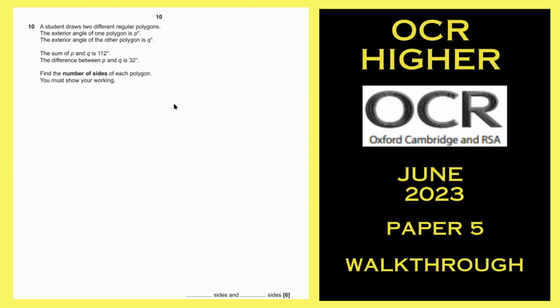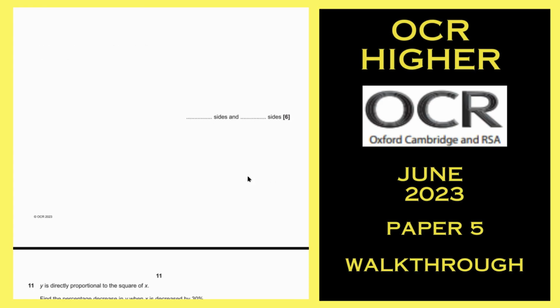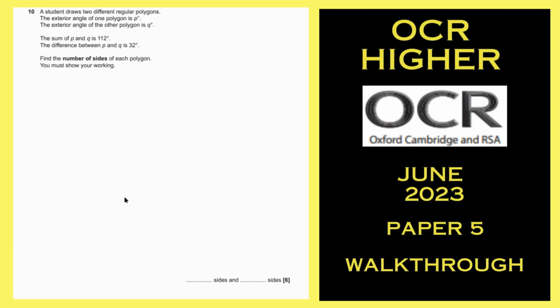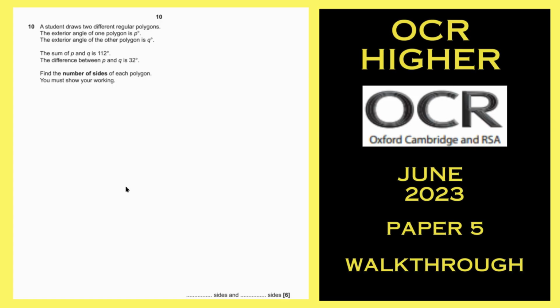Number 10, a little bit more waffle. A student draws 2 different regular polygons. Now I would stop right there. They've given you a full page for this. I know the answer box is there, but you are allowed to write down the bottom. So yeah, they have indeed given us a full page for this. Why not sketch it out?